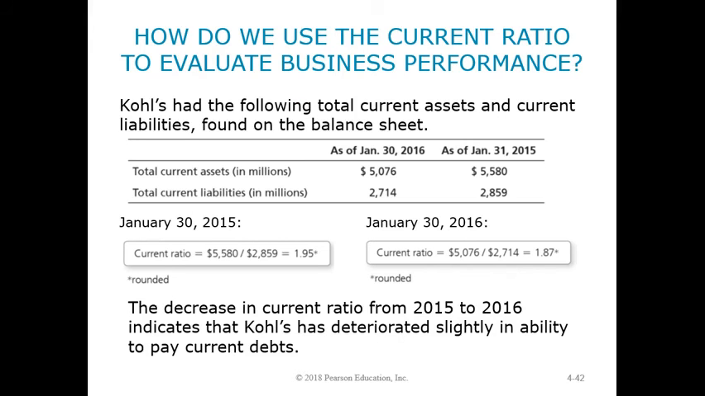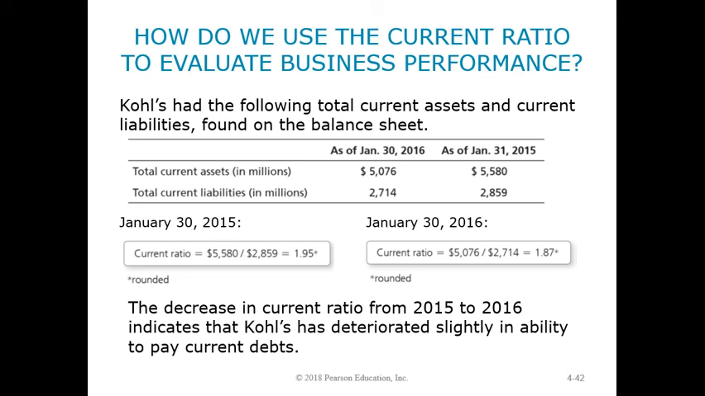So we can see here, as indicated by Kohl's, their total current assets and their total current liabilities, and it gives us 2 years. Usually when we look at the current ratios, we are going to look at a number of years so that we can compare those numbers. So we see that the current ratio for 2015 is 1.95, and the current ratio for 2016 is 1.87.